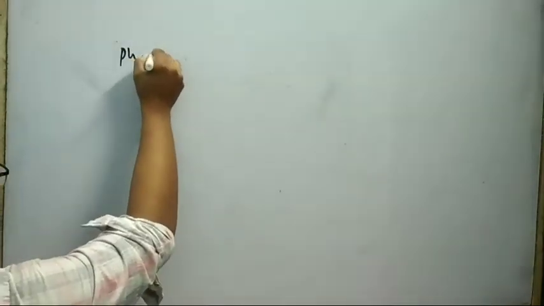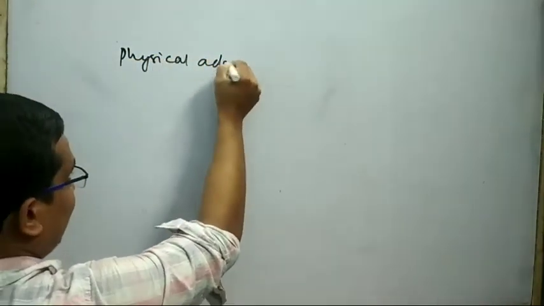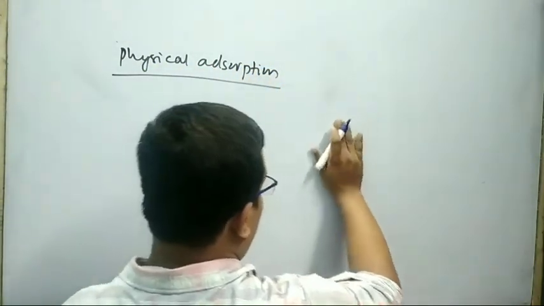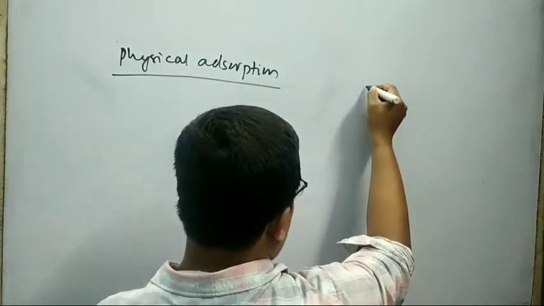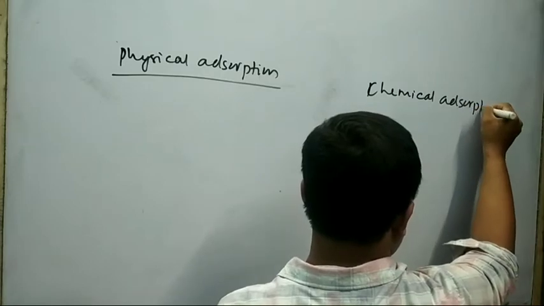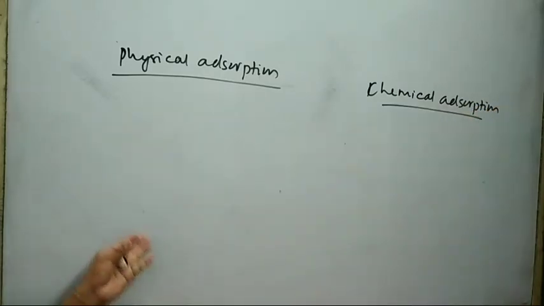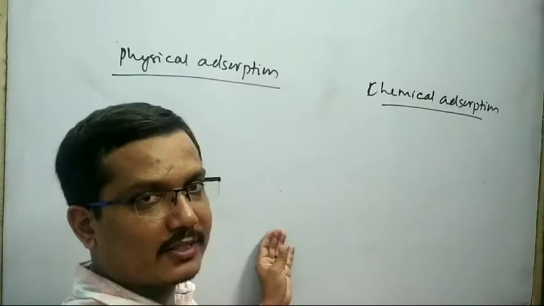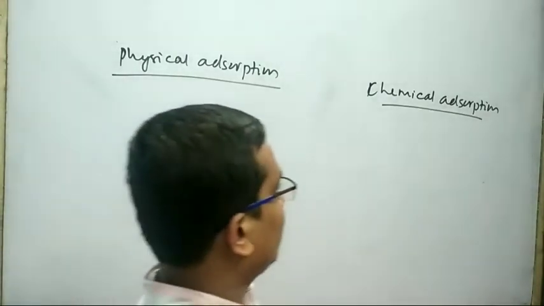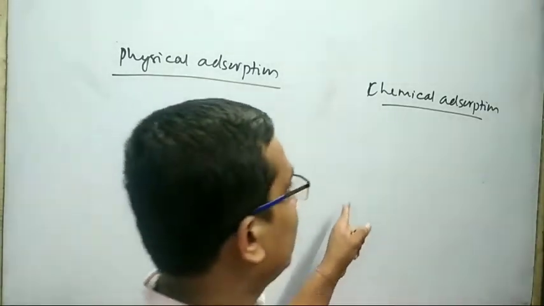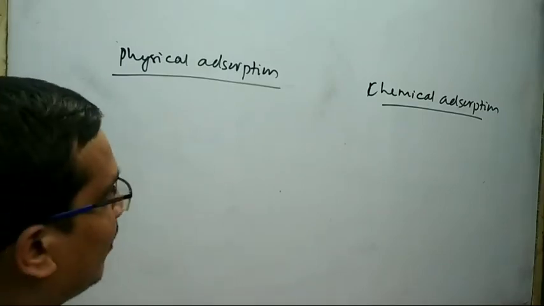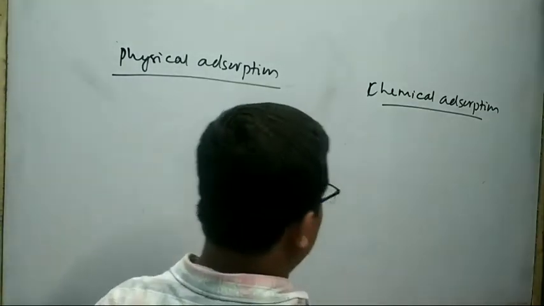Now I will discuss about physical adsorption. Simultaneously I also will discuss about chemical adsorption. What is physical adsorption, and also I will discuss what are the related points to physical adsorption. Simultaneously, I also will discuss what is chemical adsorption and what are the points related to chemical adsorption.